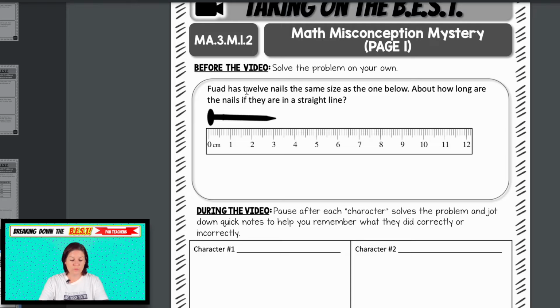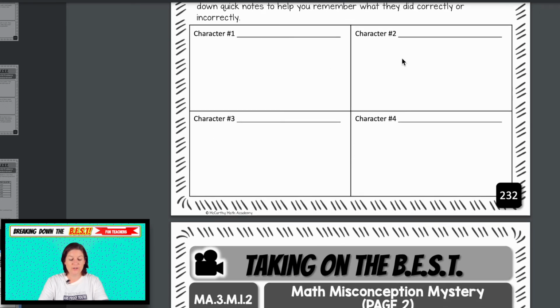You can see here it says Fuad has 12 nails the same size as the one below. About how long are the nails if they are in a straight line? So students will have to solve this problem on their own. Then there are 4 characters that will solve that same problem. Those characters are just me dressed up in silly costumes, silly accents.